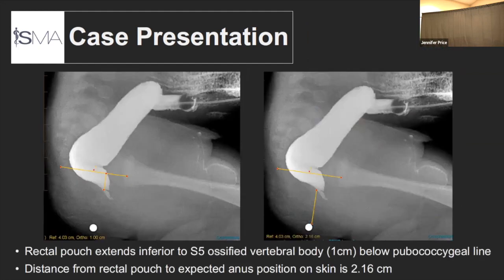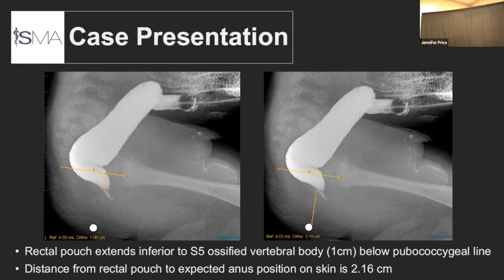All right, so this is how we put this image into words here. That's useful diagnostic information. If you draw a pubococcygeal line, which starts from the sacral tip and goes to the femoral head, that is a reference line that we use to determine the approach to surgery when we're talking about the anatomy of the distal colon.